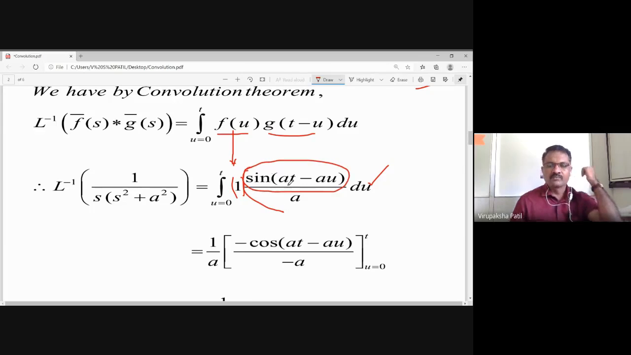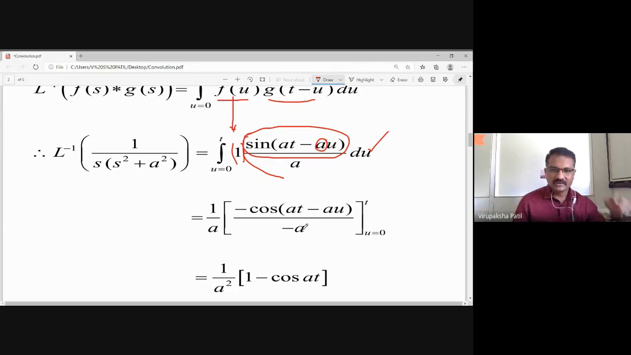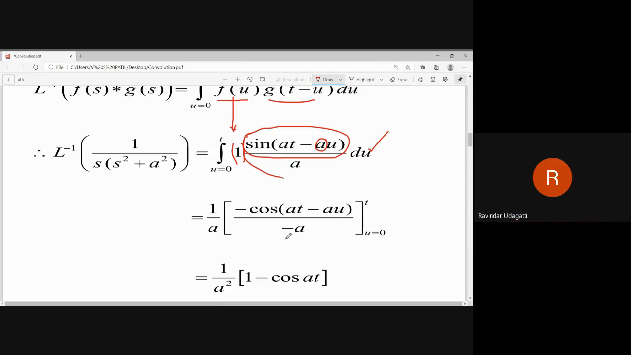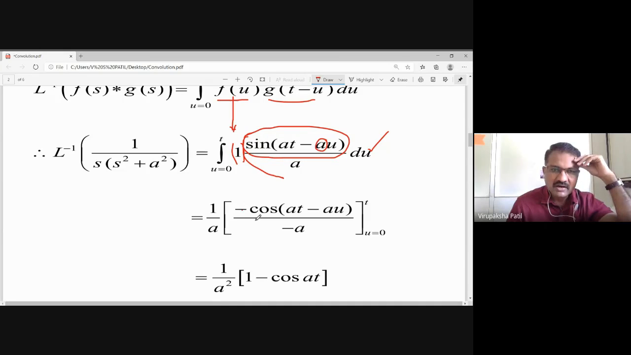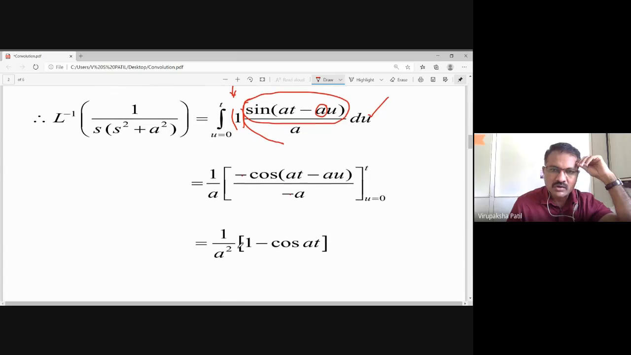If you integrate sine a(t minus u), what is the integration of sine? Integration of sine is minus cos of the angle as it is, that is a(t minus u). You are integrating with respect to u, which means the coefficient of u should be taken in the denominator, that is minus divided by minus a, you will get. Is that clear? Okay. So here, minus divided by minus becomes plus, then you take this a outside, so it becomes 1 divided by a square. So I have written here 1 minus cos at.